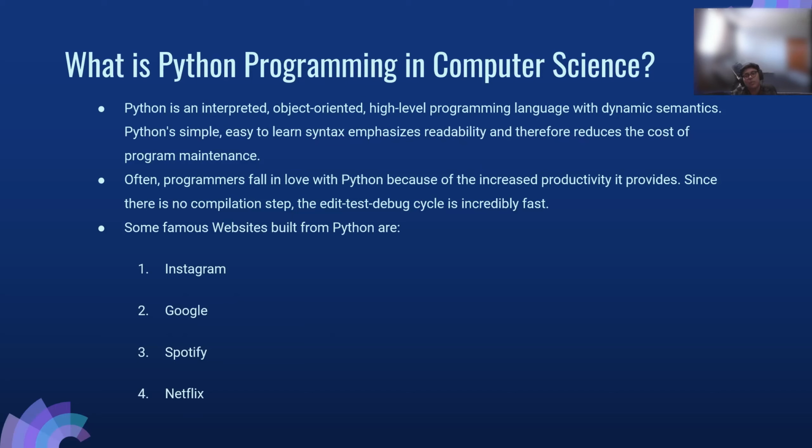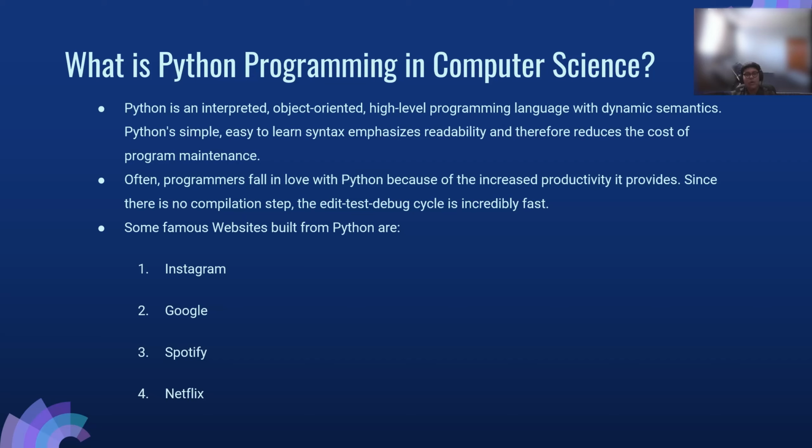What is Python programming in computer science? Python is an interpreted, object-oriented, high-level programming language with dynamic semantics. Python's simple, easy-to-learn syntax emphasizes readability and therefore reduces the cost of program maintenance. Often, programmers fall in love with Python because of the increased productivity it provides. Since there's no compilation step, the edit, test, debug cycle is incredibly fast. Some famous websites built from Python are Instagram, Google, Spotify, and Netflix.